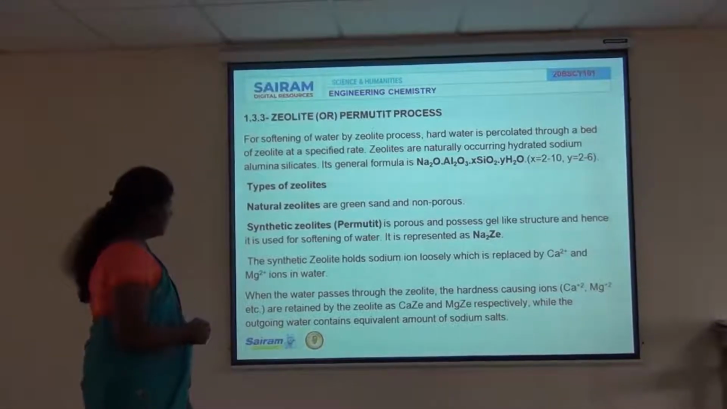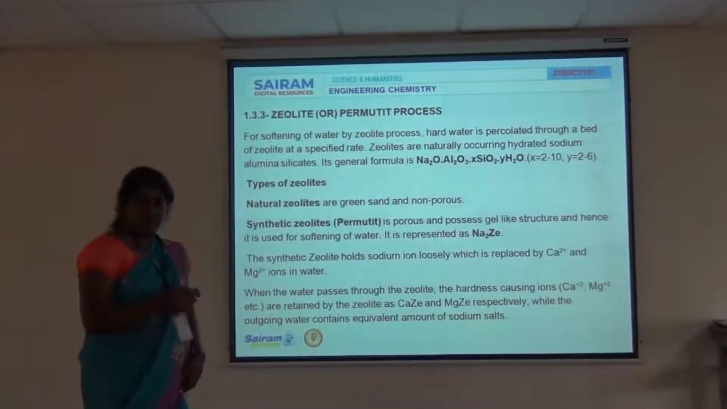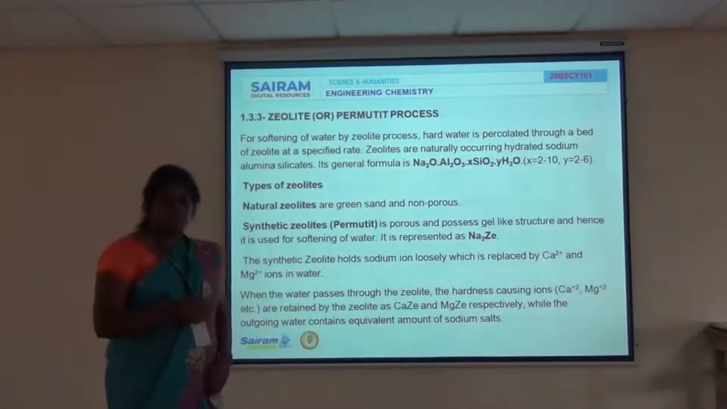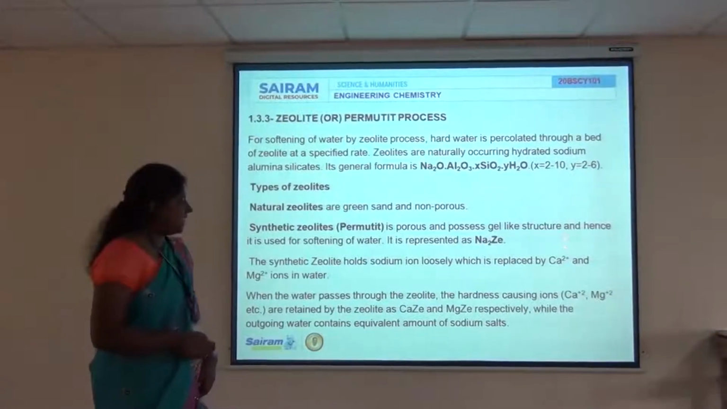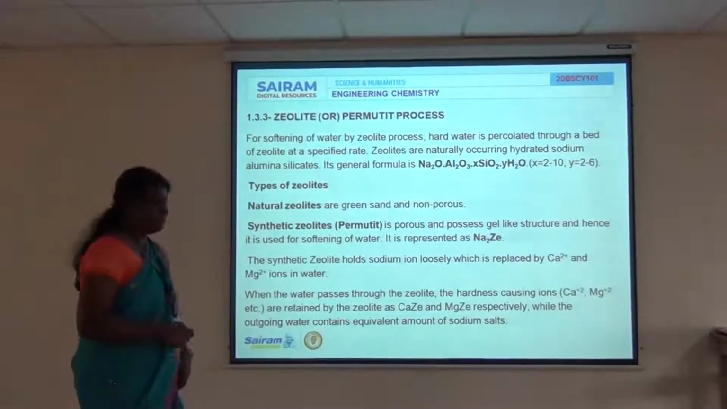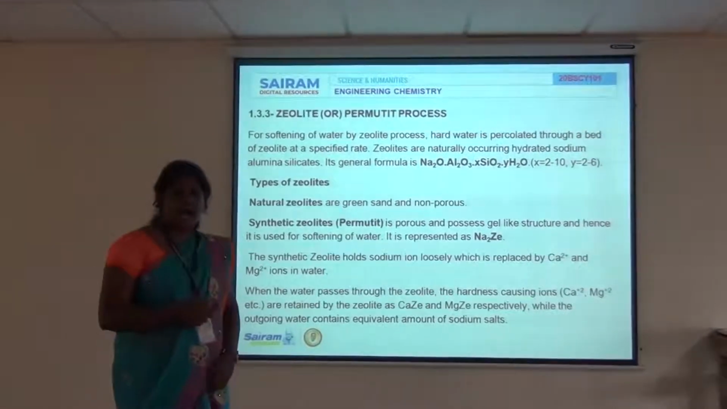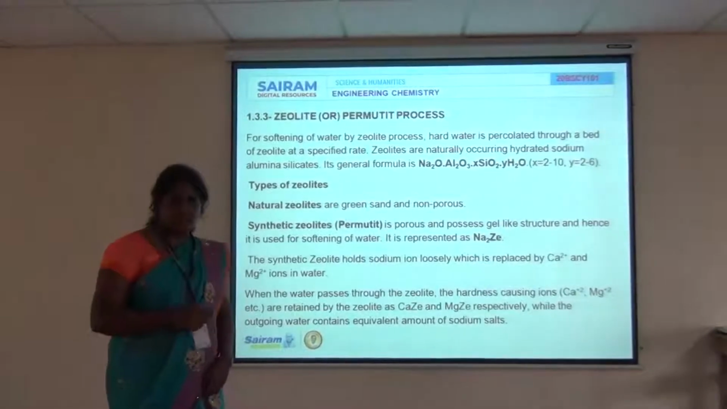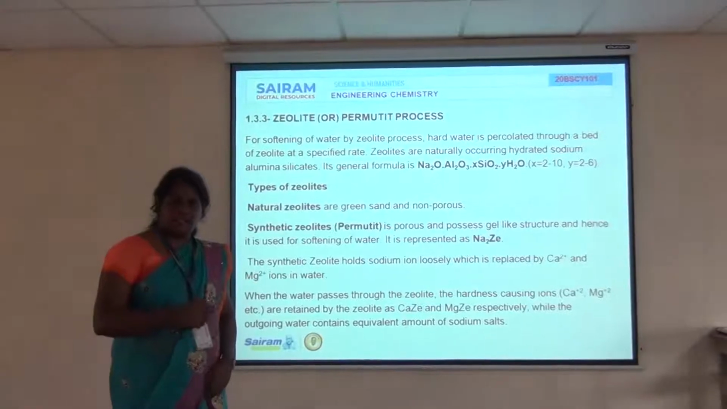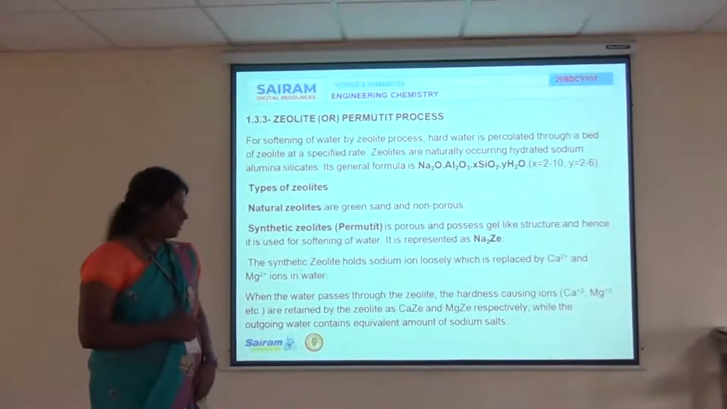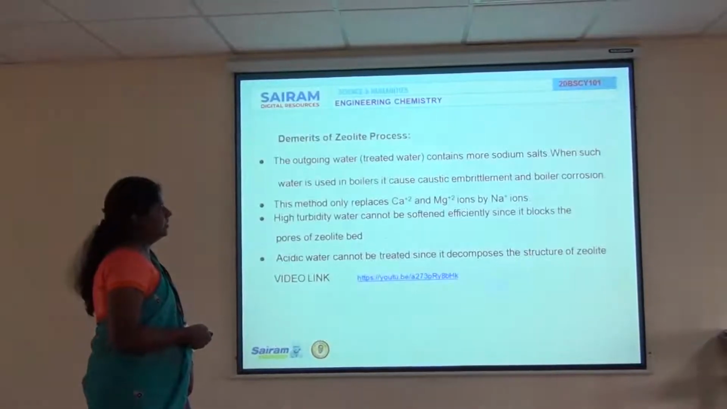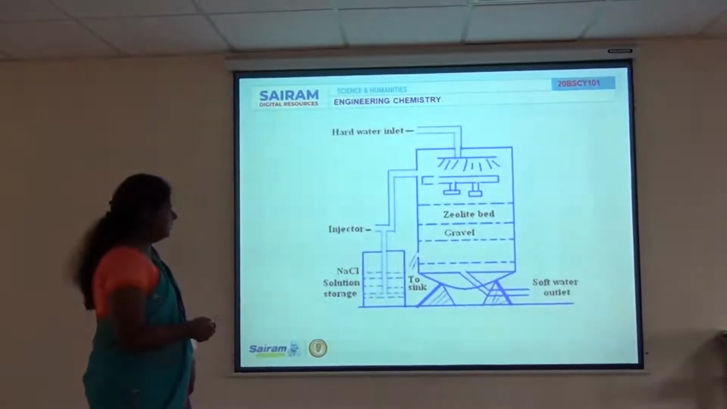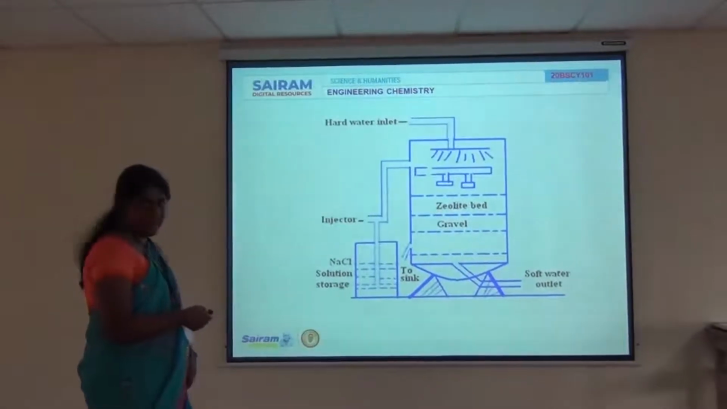Here we are using this method to convert hard water to soft water. The calcium and magnesium ions present in water cause hardness in water. Our aim is to remove the hardness present in water by this zeolite method. Now we are going to see the process, and I am going to discuss it using this diagram.